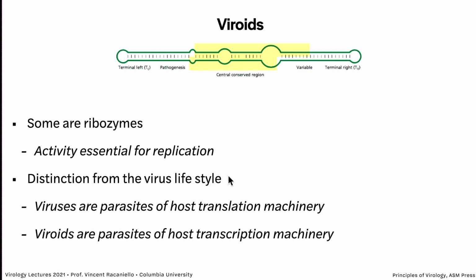Now, I like to make this distinction from the virus, quote, lifestyle. Viruses were parasites of the translational machinery, right? According to the Baltimore scheme, every virus has to make mRNA that can be translated by the host cell. So they're parasites of translation. But viroids are parasites of the transcription machinery. They're not translated, so they're not parasites of that, but they need to be copied by the transcriptional machinery, as you'll see in a few moments.